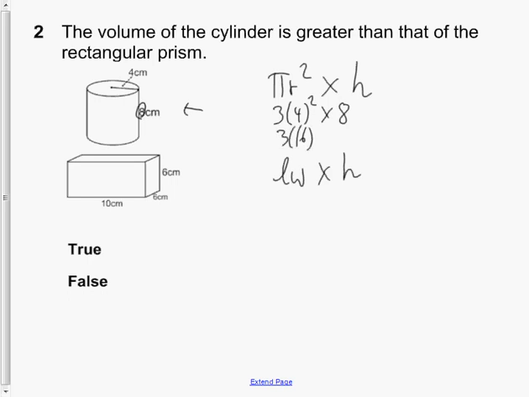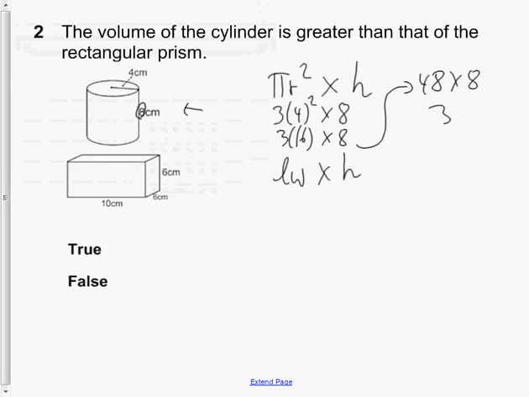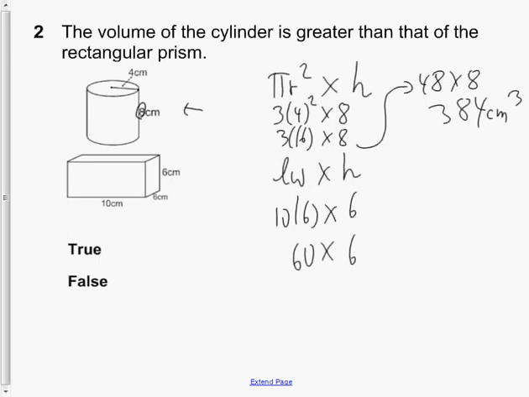It's 3 times 16 multiplied by 8, which is 48 times 8, which is, oh, my brain's not working this morning. 48 times 8 is 384. So the volume of that cylinder is 384 centimeters cubed. The rectangular prism would be 10 times 6 multiplied by the height, which is 6, or 60 times 6, which is 360 centimeters cubed. Therefore, this does have a greater volume, and the answer is true.